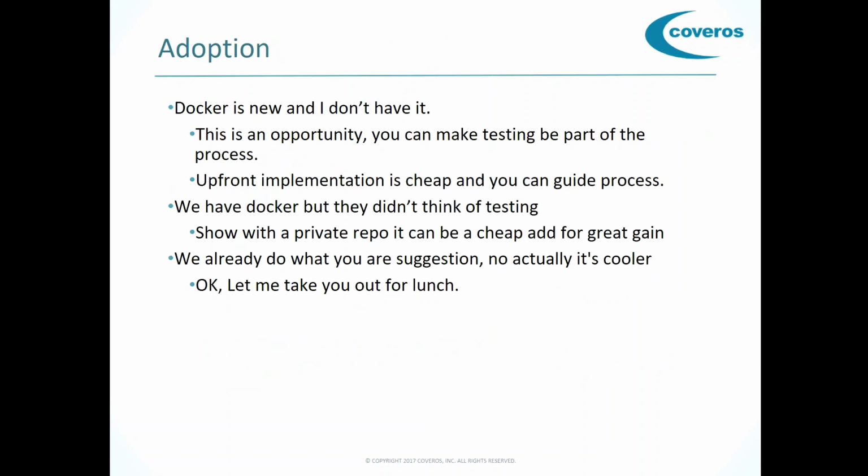One of the things that I tried to talk to the people at the conference about was adaptation. So there are basically 3 ways that you can deal with this. 1, Docker is new and I don't have it. I view this as an opportunity. You can make testing be part of the Docker process because it is often overlooked. Upfront implementation is cheap, and you can now latch onto this and get your hands in it and make testing a first-class citizen when they're deciding to set up the Docker infrastructure.